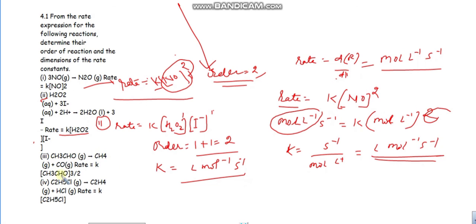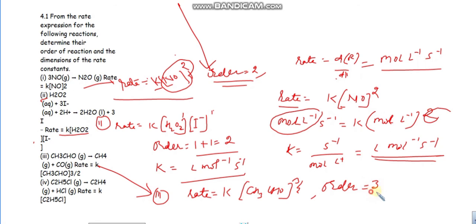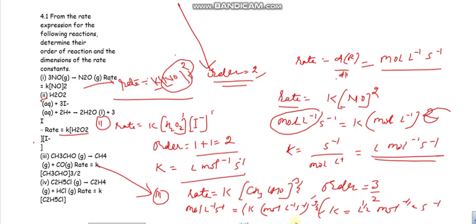And for this third part, it is given K here. Rate is equal to K into concentration of CH3CHO to the power 3/2. So here the order will be 3/2. And what will be the dimension? We can find out the dimension. So its dimension is mole per liter per second, and its dimension will be mole per liter to the power 3/2, mole per liter.